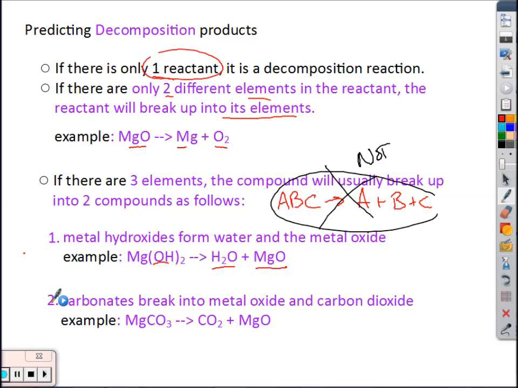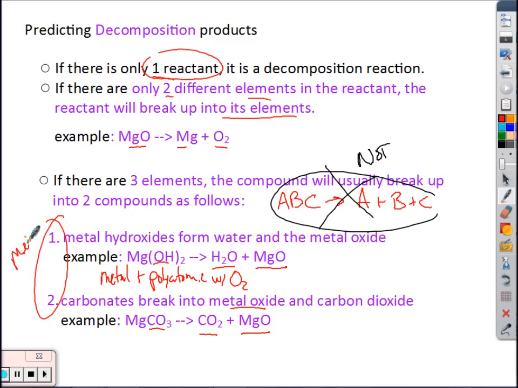The other one is a carbonate. Remember, carbonate is the CO3. When it breaks down, it forms carbon dioxide and again the metal oxide. So we're looking for things that have a metal plus a polyatomic ion with oxygen in it. And those have special cases. These 2 cases you need to memorize. So you need to write these in your notebooks because otherwise you can't memorize them. You need to memorize those cases.